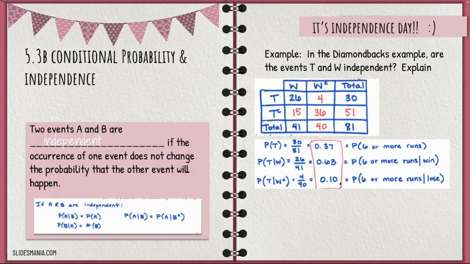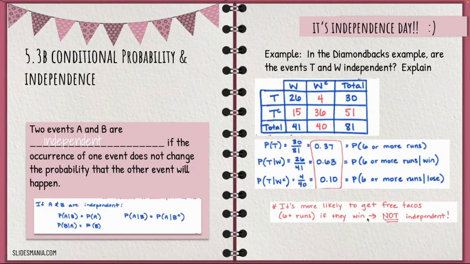None of these are equal, so these are not independent. It's more likely to get free tacos, 6 plus runs, if they win. So you'd show that those probabilities are not equal, and that shows that they're not independent. But if they were equal, it would show that they are independent.